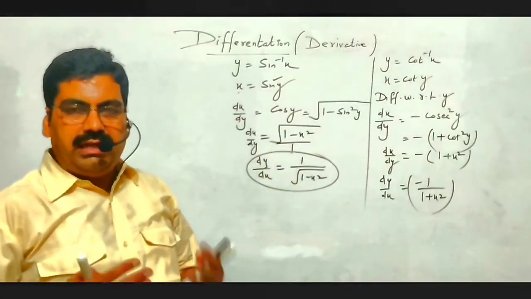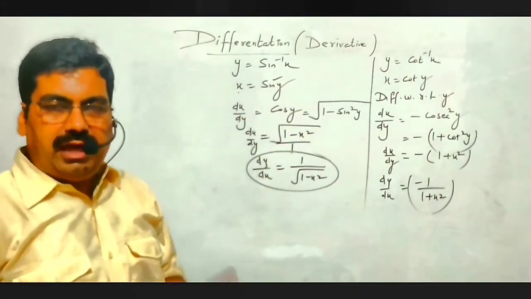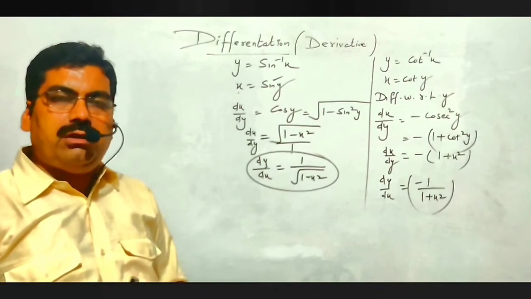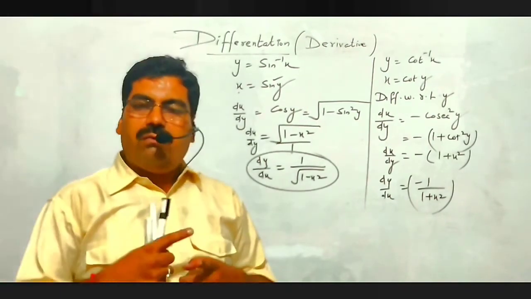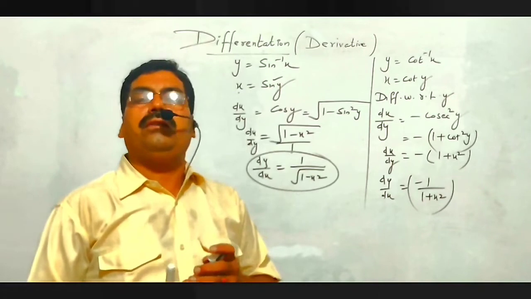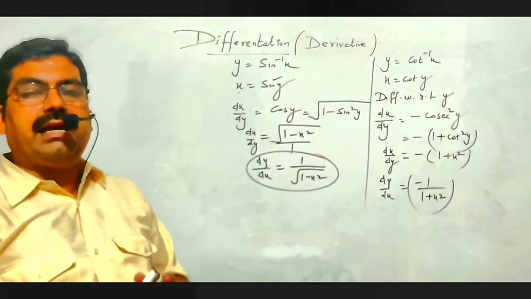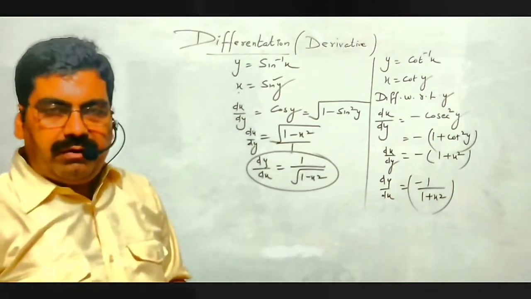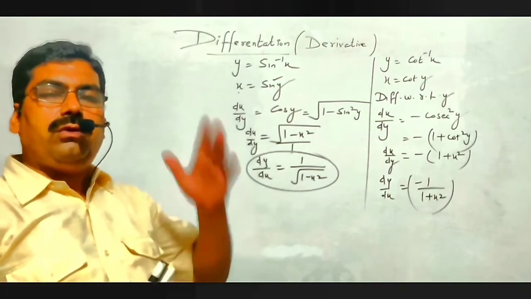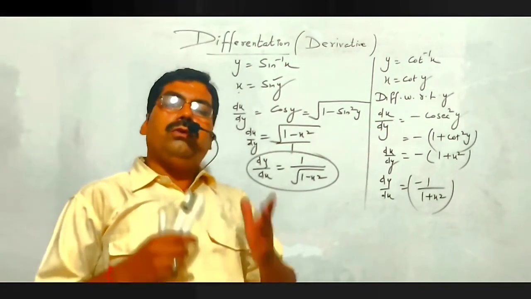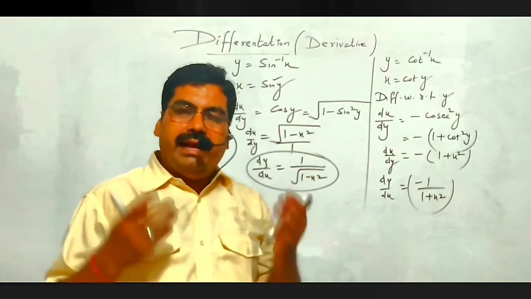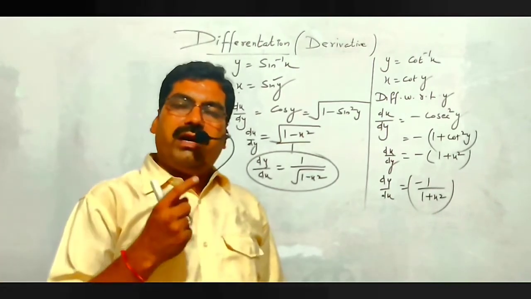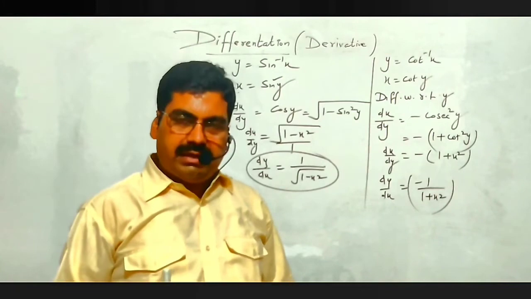Now the reciprocal: dy by dx equals minus 1 by 1 plus x square, that is the derivative of cotangent inverse. Now the derivative of the other 4 inverse trigonometric ratios: the derivative of cos inverse x is equal to minus 1 by root of 1 minus x square, and the derivative of tan inverse x equals 1 by 1 plus x square, and the derivative of secant inverse x is equal to 1 by x into root of x square minus 1, and the derivative of cosecant inverse x is equal to minus 1 by x into root of x square minus 1.